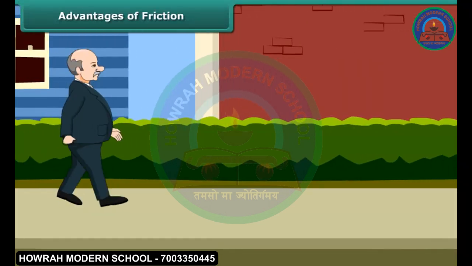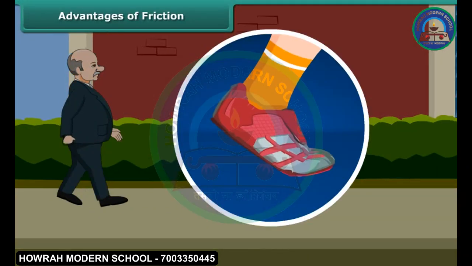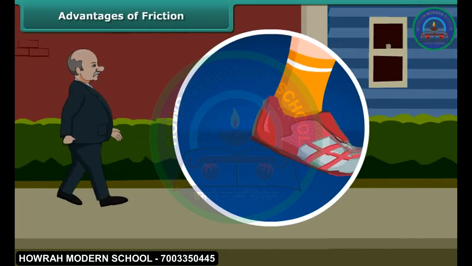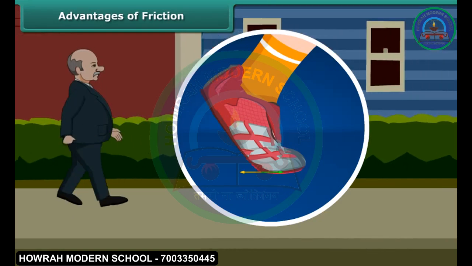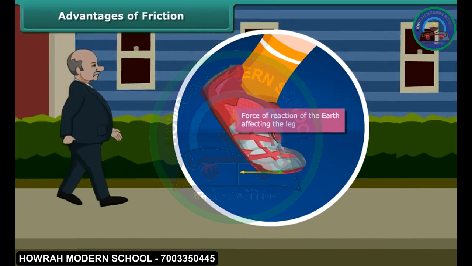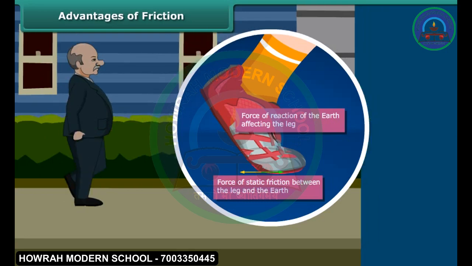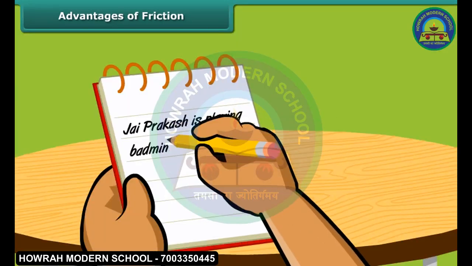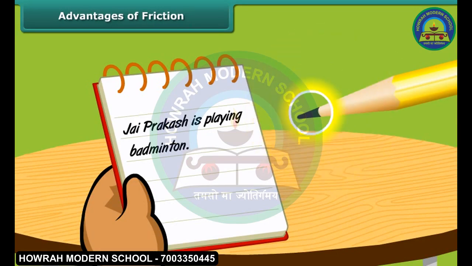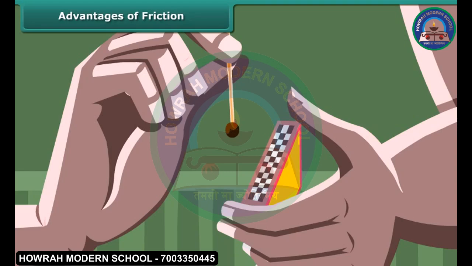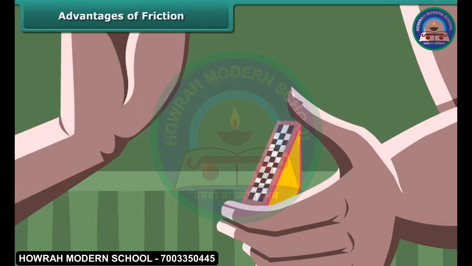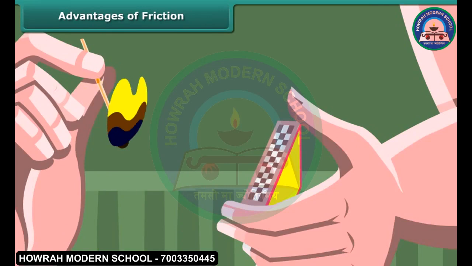Friction is both good and bad. We are able to walk because friction prevents us from slipping. When we push the ground with our foot, the friction provides a forward reaction to our push and pushes us forward. We are able to write because there is friction between the tip of the pencil and the paper. Lighting a matchstick is another useful application of friction. Briefly, when we rub a matchstick against the rough side of the matchbox, the friction between the head of the matchstick and the side of the matchbox produces heat.